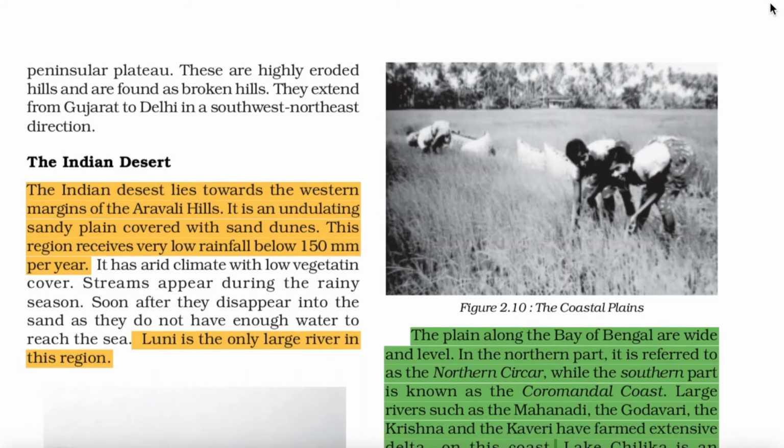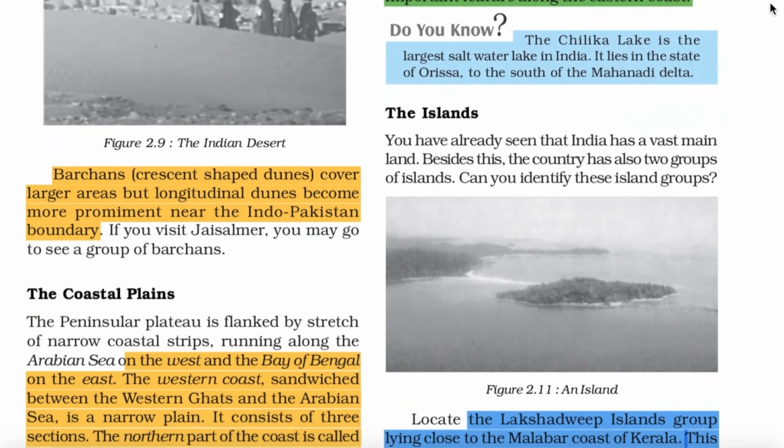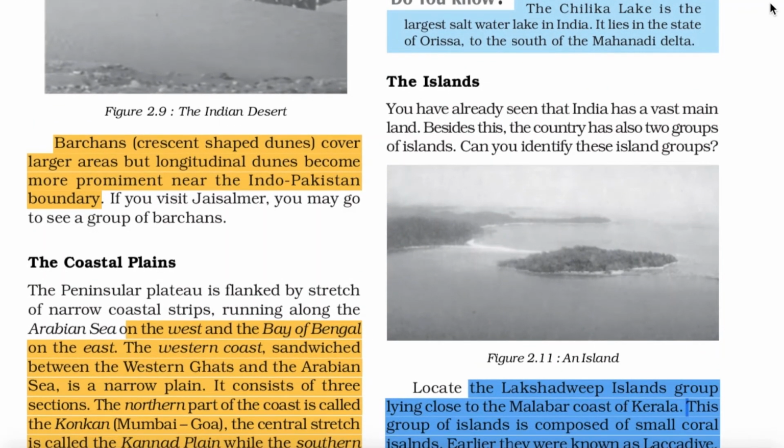Streams appear during the rainy season. Soon after, they disappear into the sand as they do not have enough water to reach the sea. Luni is the only large river in this region. Barchans, crescent-shaped dunes, cover larger areas, but longitudinal dunes become more prominent near the Indo-Pakistan boundary. If you visit Jaisalmer, you may go to see a group of Barchans.